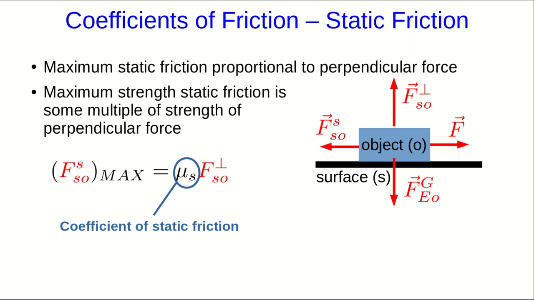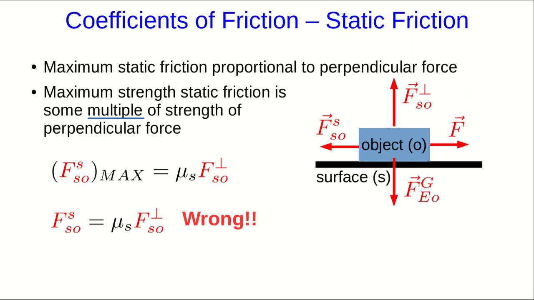That coefficient is not a force. Notice, if you do a unit analysis on this equation, you'll see that that coefficient of static friction has to be unitless. It's this multiple we're talking about that tells us by what factor the static friction maximum value is greater than or less than the perpendicular force. Note, this is not saying that we can calculate the static friction force by multiplying the perpendicular force by mu s. That's wrong. It's telling us the maximum static friction is related to the perpendicular force this way.